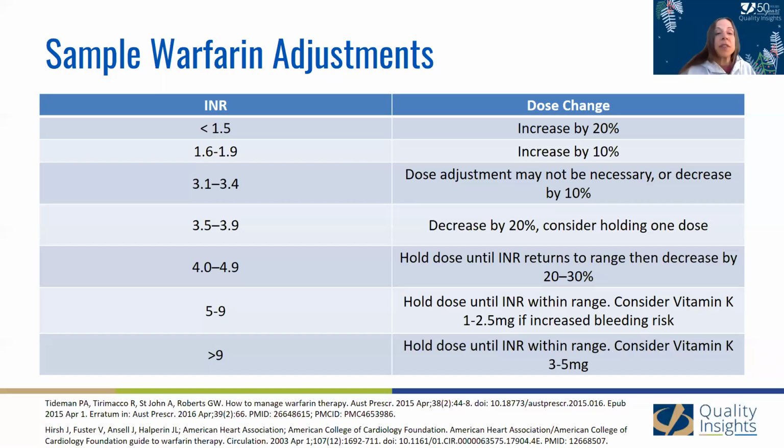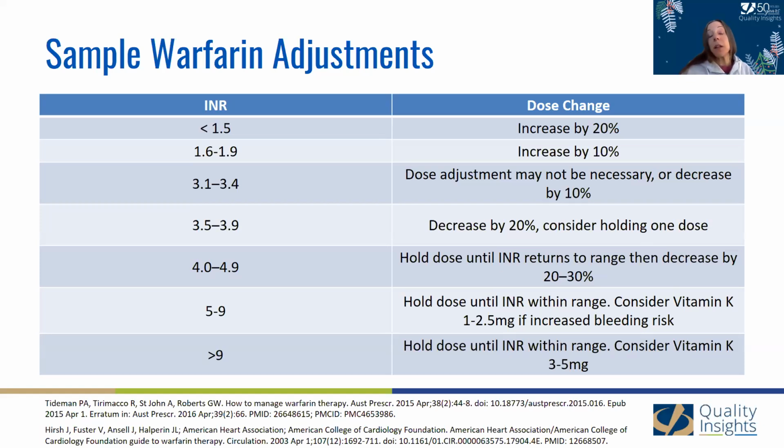So this algorithm is based on 2 sources that I cited at the bottom of the slide, and it's a simple warfarin adjustment. INR is less than 1.5, you can increase by 20%. 1.6 to 1.9, increase by 10%. But this is a really good tool that I have found. I developed a similar algorithm for nurse practitioners in facilities that I worked with. And what the facilities did was they printed out the algorithm and put it in the nurse's station just to help the nurse practitioners if they weren't sure.